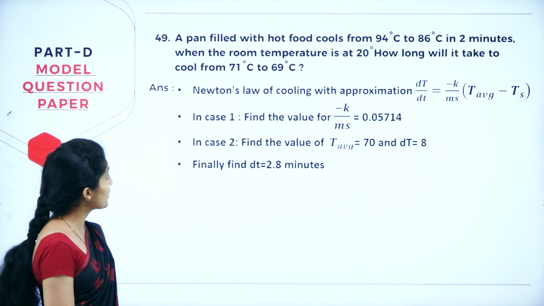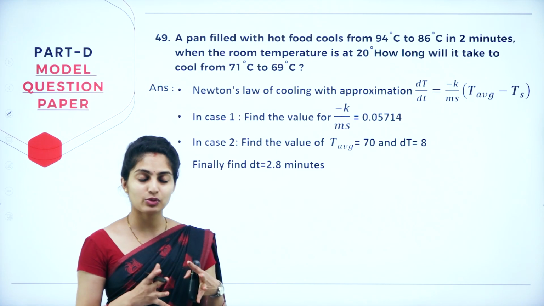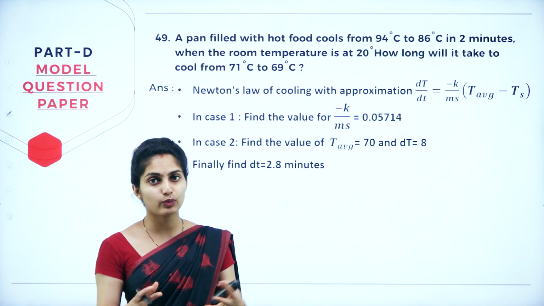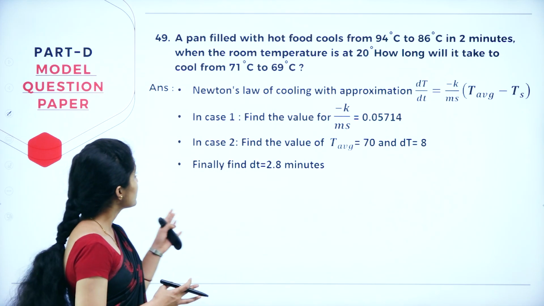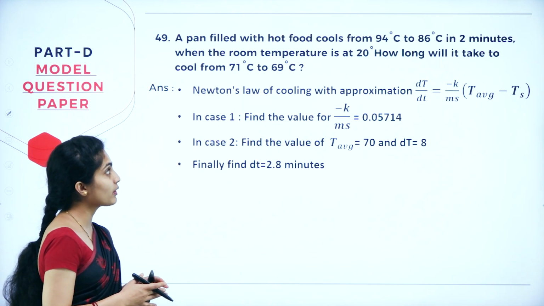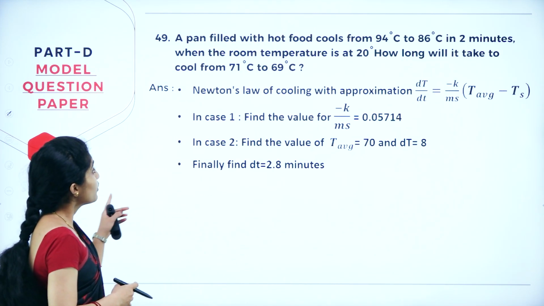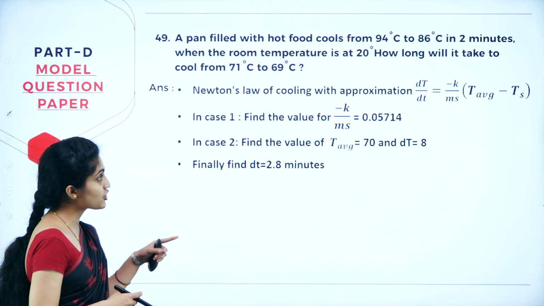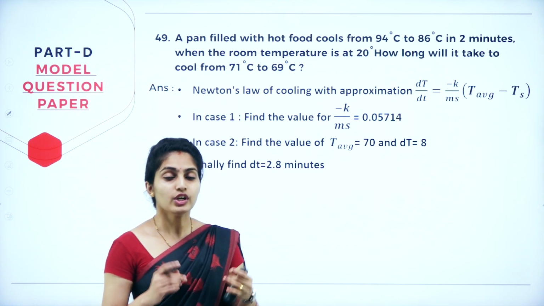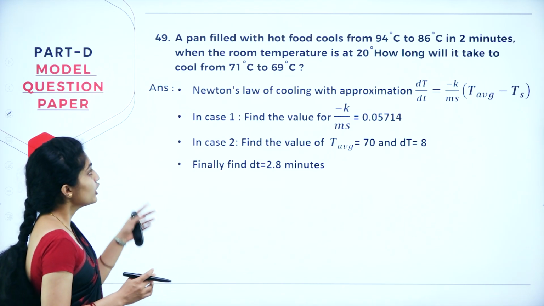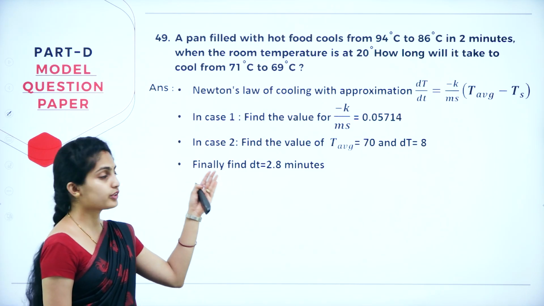Next, going on to the next question, a pan filled with hot food cools from 94 degrees Celsius. When you read all those Celsius, Kelvin, Fahrenheit things, it is always from thermal properties of matter. So a pan filled with hot food cools from 94 degrees Celsius to 86 degrees Celsius in just 2 minutes. When the room temperature is 20 degrees Celsius, how long will it take to cool from 71 to 69 degrees Celsius? To solve this, we have Newton's law of cooling with approximation.